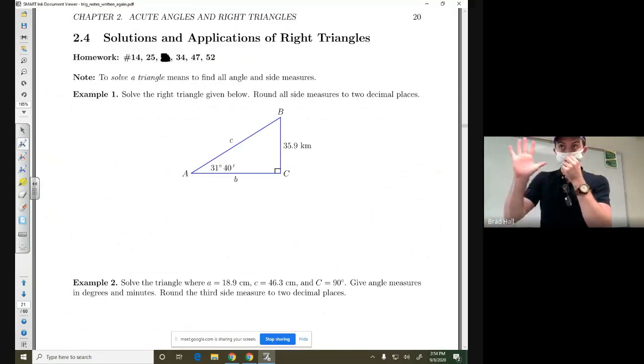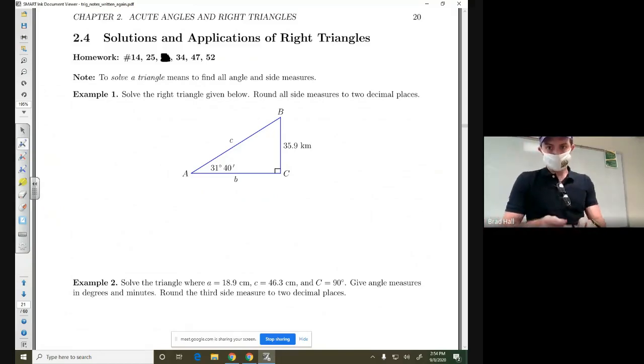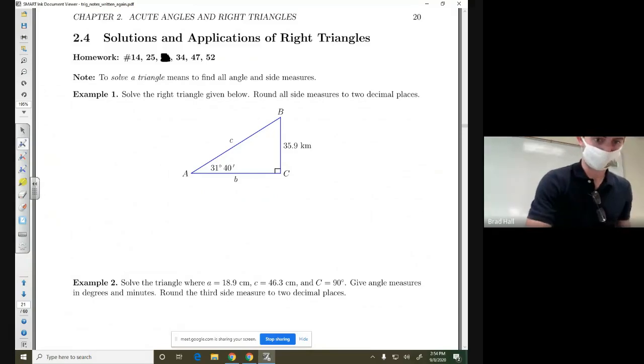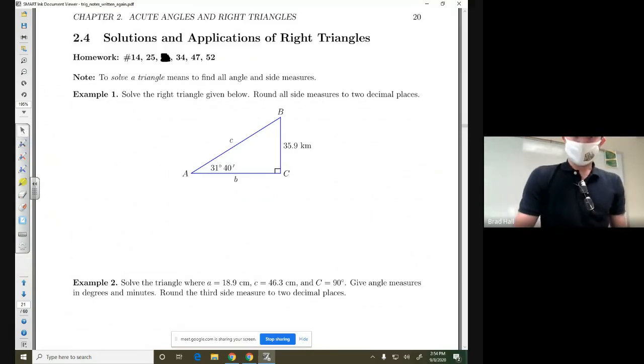Okay, so 5 problems. And there's pretty much 1 problem per example that we will talk about. If we don't finish an example, we just won't talk about that corresponding thing. All right, so to solve a triangle, if it says solve a triangle, it just simply means find every side and every angle.